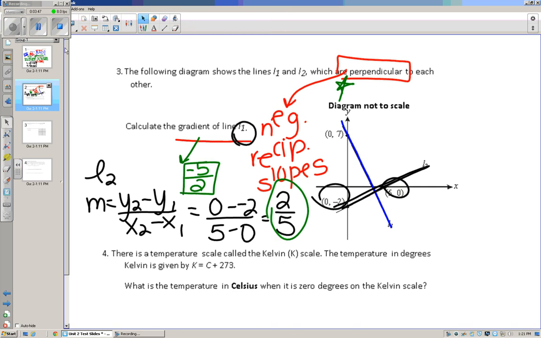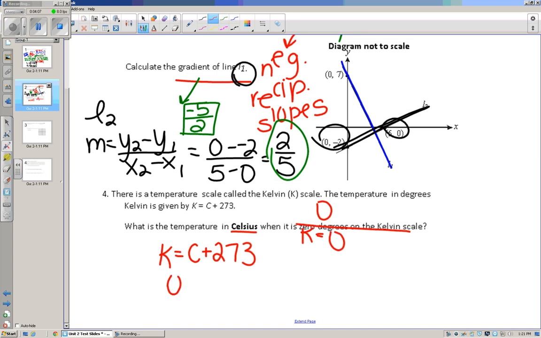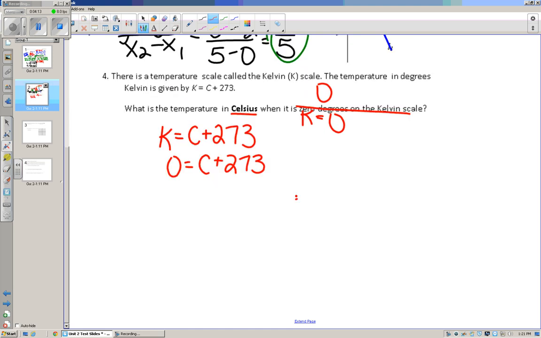Number 4 tells you there's a temperature scale called Kelvin, and the temperature in Kelvin is given by K equals C plus 273. They'd like to know what the temperature is in Celsius when it's 0 degrees in Kelvin. So I'm just going to substitute in. I want to know what is C when K equals 0. So 0 for K, C plus 273. I need to get the C here by itself, so I'll subtract 273.